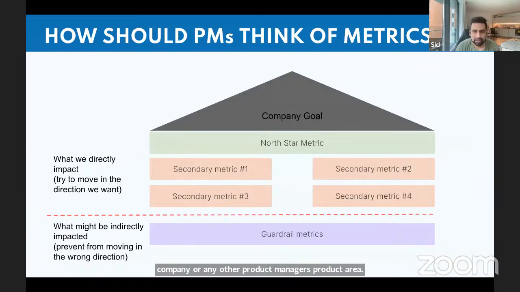Okay, I will pause here quickly to see if there are any questions. What I'm going to do next is dive deep into each one of these. So I'll talk about a North Star, I'll talk about secondary metrics, I'll talk about guardrail metrics, and help you understand how these metrics are created. Before that, let me know in chat if there are any questions.